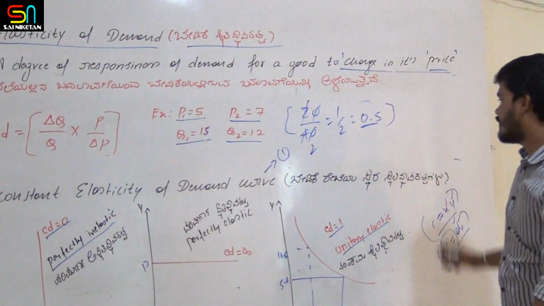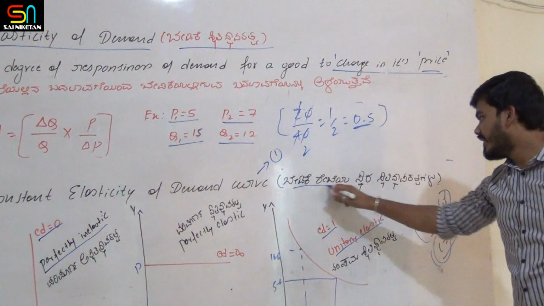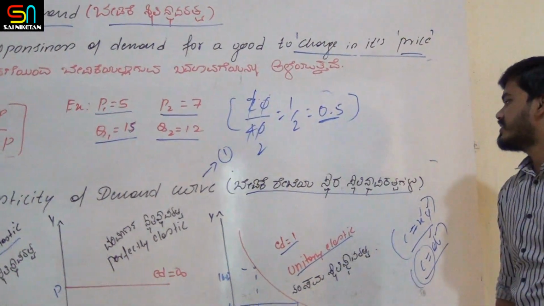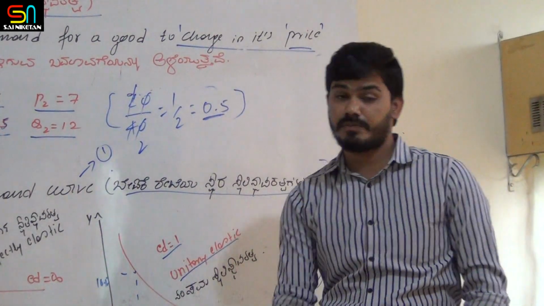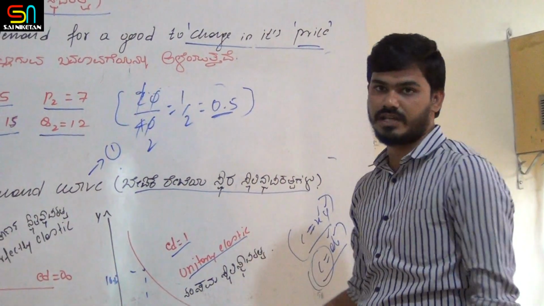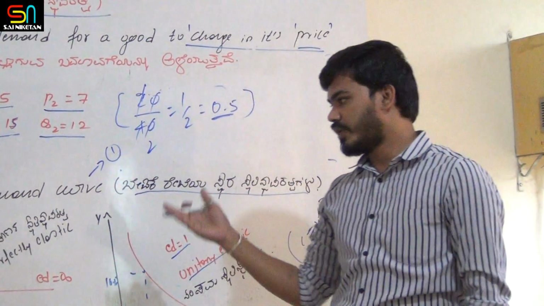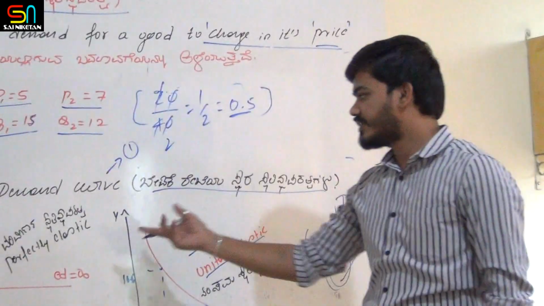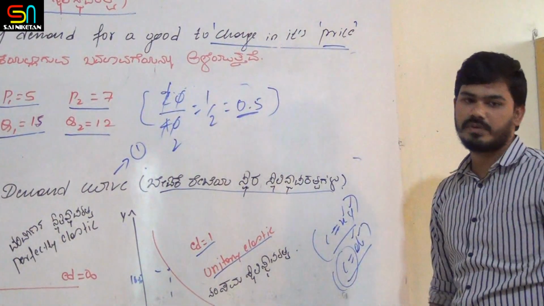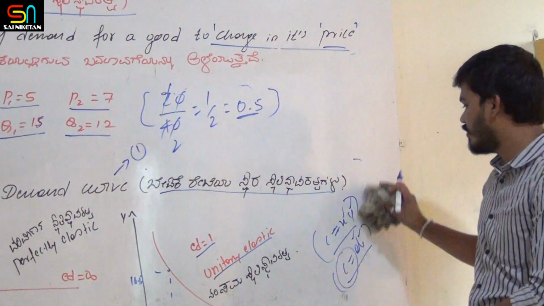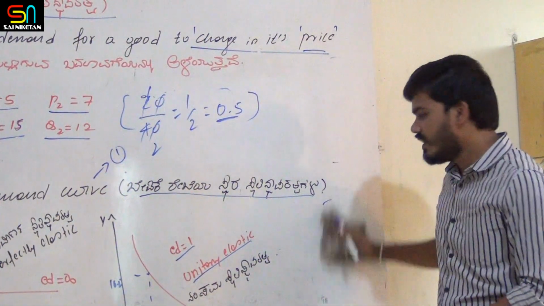ಅದಾದ ಮೇಲೆ ಕೊನೆಯದಾಗಿ ಬರುವಂತಹ ಒಂದು ಪರಿಕಲ್ಪನೆ ಬೇಡಿಕೆ ರೇಖೆಯ ಸ್ಥಿರ ಸ್ಥಿತಿಸ್ಥಾಪಕತ್ವಗಳು. ಇಲ್ಲಿ 1 ಅಂಕದ ಪ್ರಶ್ನೆ ಕೇಳುವ ಸಂದರ್ಭ ಜಾಸ್ತಿ ಇರುತ್ತೆ. ಪ್ರತಿ ವರ್ಷ 1 ಅಂಕದ ಪ್ರಶ್ನೆ ಇದರಿಂದಲೇ ಬರುತ್ತೆ. ಒಂದು ಸಾರಿ ಪರಿಪೂರ್ಣ ಸ್ಥಿತಿಸ್ಥಾಪಕತ್ವದ ಬಗ್ಗೆ, ಇನ್ನೊಂದು ವರ್ಷ ಪರಿಪೂರ್ಣ ಅಸ್ಥಿತಿಸ್ಥಾಪಕತ್ವದ ಬಗ್ಗೆ, ಇನ್ನೊಂದು ವರ್ಷ ಸರಿಸಮ ಸ್ಥಿತಿಸ್ಥಾಪಕತ್ವದ ಬಗ್ಗೆ ಕೇಳ್ತಾರೆ.